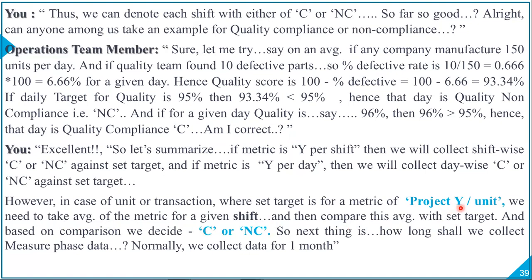So we got a project Y, that is, we got the metric details on a per-unit basis, and you have produced, say, n number of units in a given shift. So you can definitely take an average of the given metric for that given shift, right? It's quite easy. And based on a comparison, we can decide C or NC. So the next thing is, how long shall we collect the measure phase data? Normally, we collect data for 1 month.